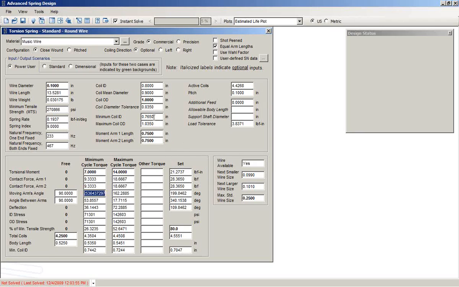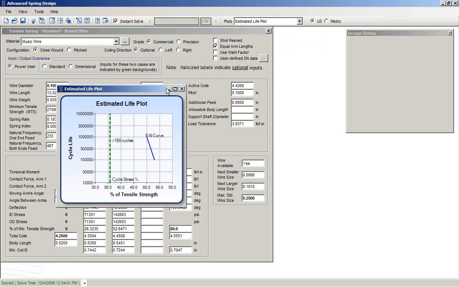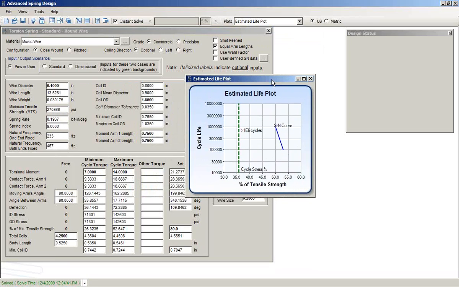The next feature that's been added for ASD 7 is the estimated life plot. Take a look at that. The life plot is based on a Goodman diagram, a cycle stress percentage is computed that forms this vertical line. That stress percentage is compared with the SN curve, the stress life curve.